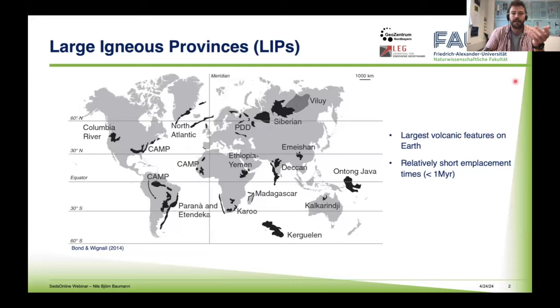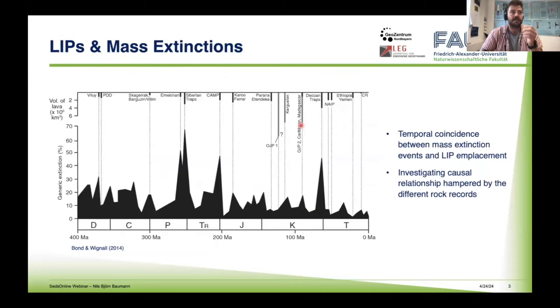The interesting thing is when we look at their evolution through time, they happen to coincide with the biggest mass extinction events in Earth's history. So we're not just looking at these large magmatic features, but also at these mass extinction turnovers happening during the end Permian, end Triassic, but also end Cretaceous, one of the most famous ones probably.